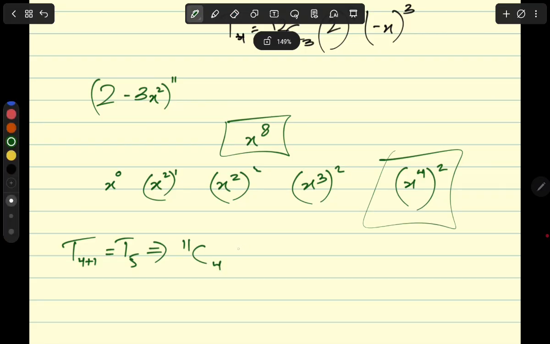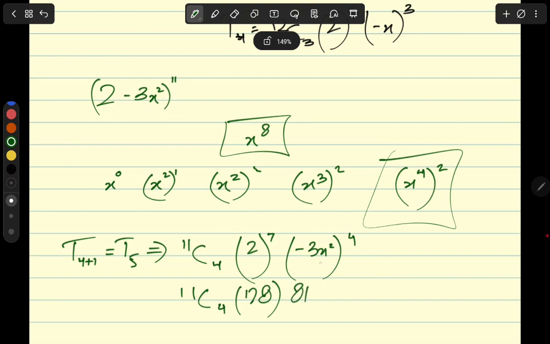11c4, and then this is going to be a is 2, 11 minus 4 is 7, and minus 3x squared power 4. So 11c4 has to be a constant. 2 power 7 is going to be 128, and minus 3 power 4 is going to be 81, and x squared power 4, by indices rule, is going to be x to the power of 8.